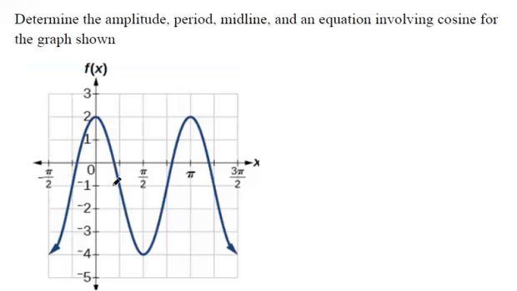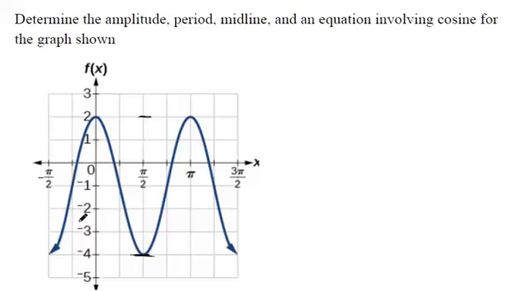It's probably best to start with the midline here. The midline, it's got the word mid in it, so that might give you a hint on what we got to do. The lowest we go is -4 on the y-axis. The highest we go is +2. So the midline is the horizontal line that's midway between those 2 points.